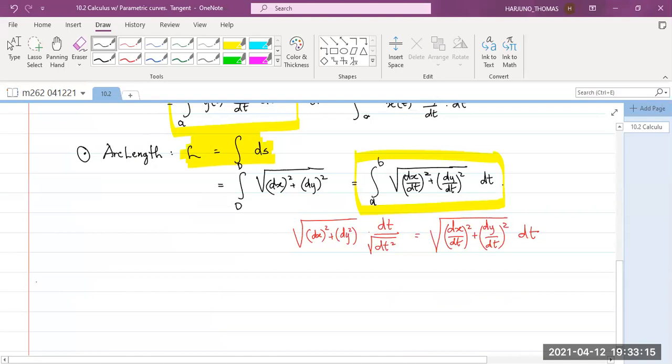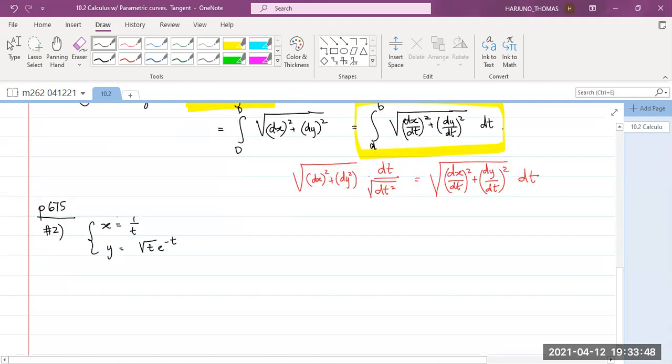Now, suppose, for example, would you like to pick any questions from page 675? Let me do number 2 first, the easiest question here. We have the curve given by x equals 1 over t, and y is the square root of t times e to the negative t. So the question is find dy dx.